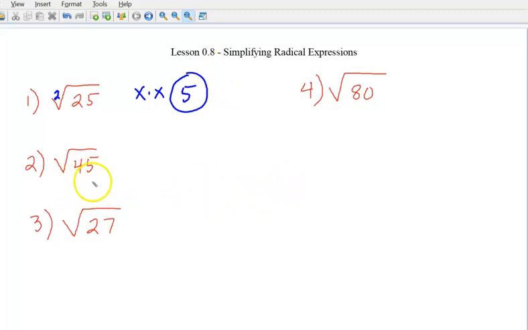Now, number 2 is a different story because there is no number that I can multiply by itself to equal 45. So this is not a perfect square root number. So there are two methods we're going to look at in simplifying these where we don't have a perfect square root number underneath the radical. And the first method I'm going to show is really prime factorization.